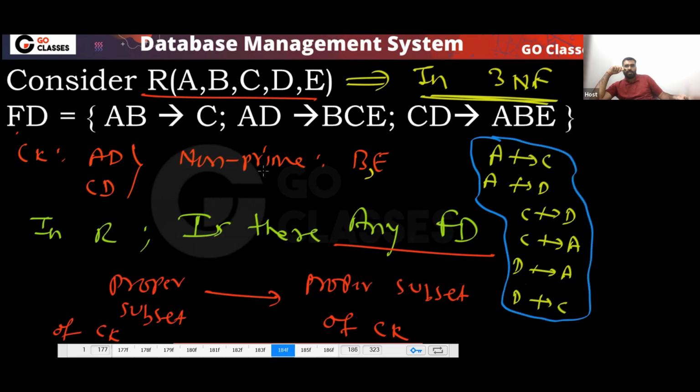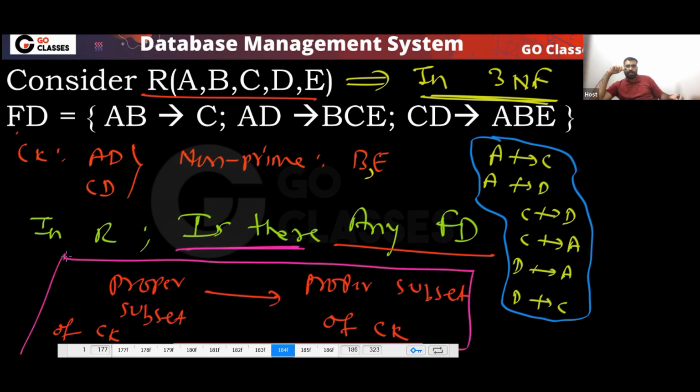So tell me, do we have any such functional dependency? The answer is no. There is no such FD. So you can notice there is no such FD, but still it is in 3NF but not in BCNF.